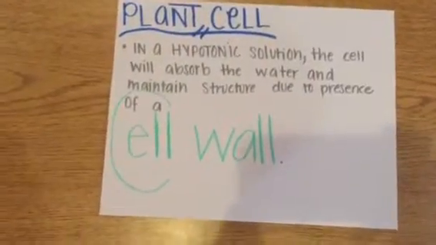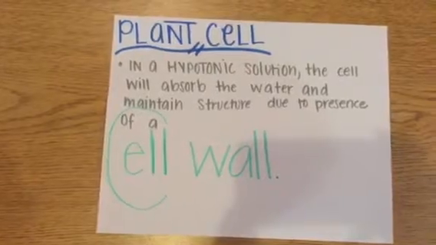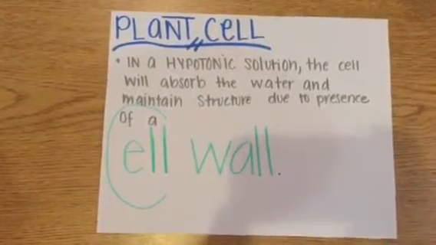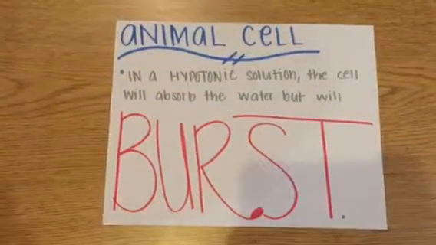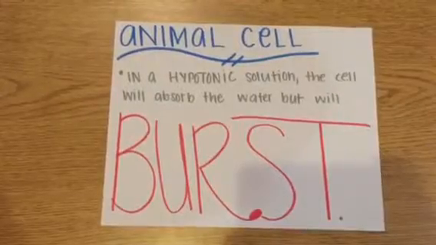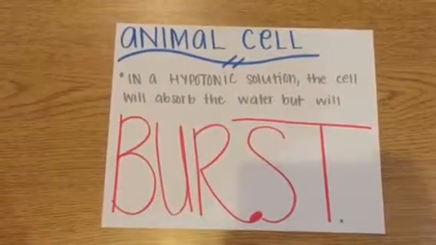Plant cells: in a hypotonic solution, the cell will absorb the water and maintain its structure due to the presence of the cell wall. Instead, in an animal cell, in a hypotonic solution, the cell will absorb the water but will burst.